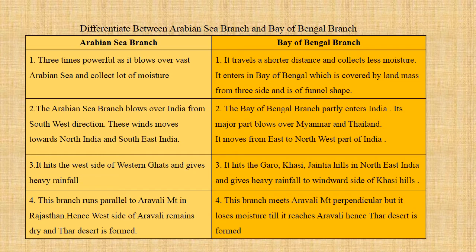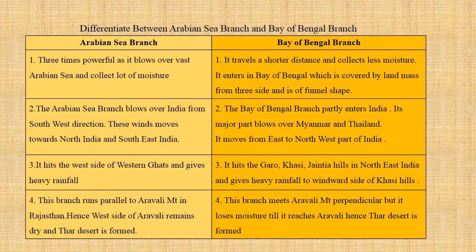Here is the difference between the Arabian Sea branch and the Bay of Bengal branch. I'll quickly give you the key points. The first point: the Arabian Sea branch is three times more powerful compared to the Bay of Bengal branch. The Bay of Bengal branch is less powerful. The reason? The Bay of Bengal branch does not have much surface area to pick up moisture, whereas the Arabian Sea branch has a vast Arabian Sea surface area to pick up the moisture.